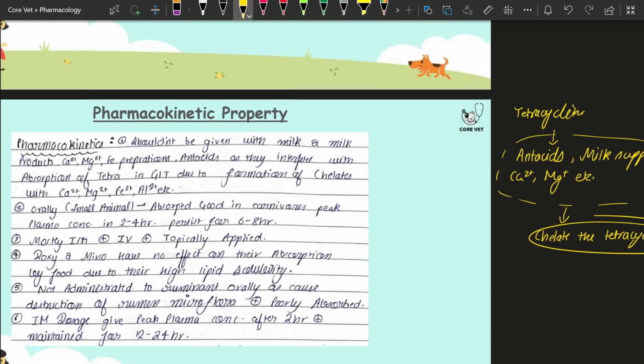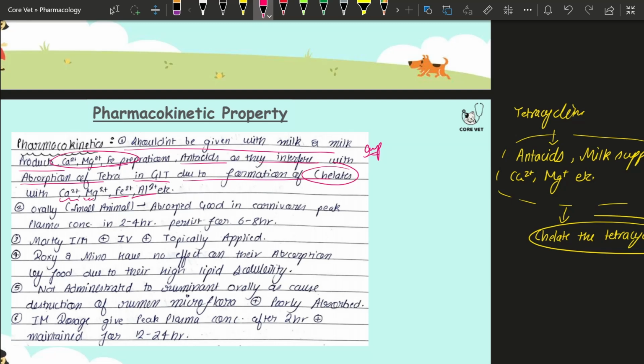That's why what I had written over here is that it shouldn't be given with milk or milk products containing calcium, magnesium, or iron preparations. And similarly with the antacids, as they interfere with the absorption of the tetracycline in the GIT due to the formation of chelates with calcium salts, magnesium salts, iron, and aluminum salts. It is an important point you should know, because in the exam they may ask why tetracycline isn't prescribed with milk products or milk supplements, right?